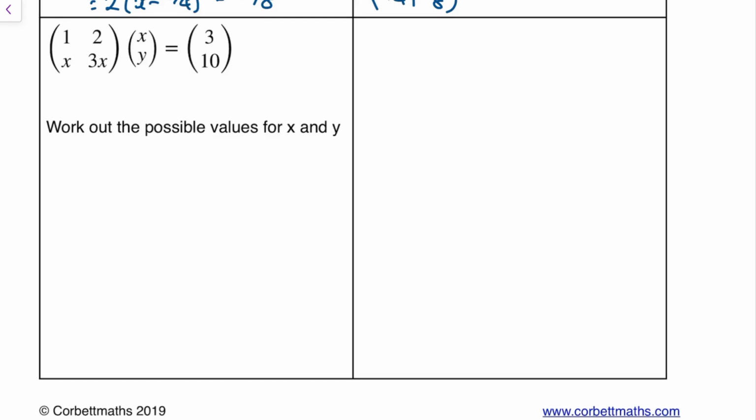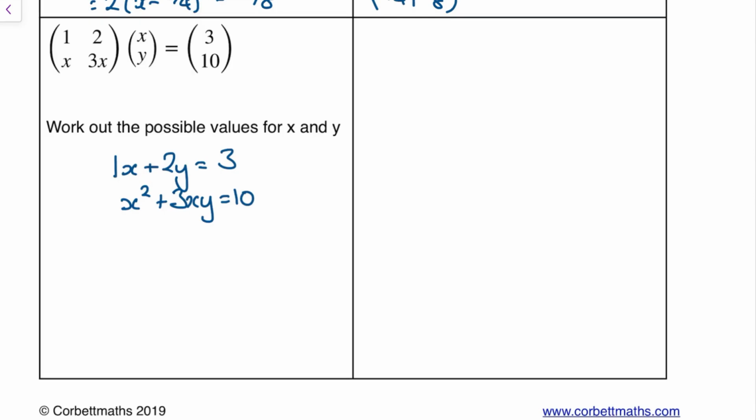So it's giving me a matrix multiplication, and so therefore I know if I multiply the top row by the column, that's going to tell me that 1 times x plus 2 times y is equal to 3. And if I multiply the bottom row by the same column, that's going to tell me that x squared, oh, this is a nice one, plus 3xy is equal to 10. So in a very nice way, I've just set up a simultaneous equation, haven't I? So let's see what I can do with this one.